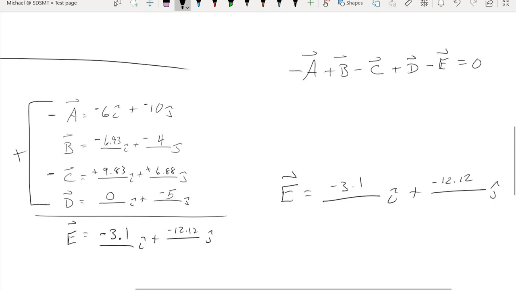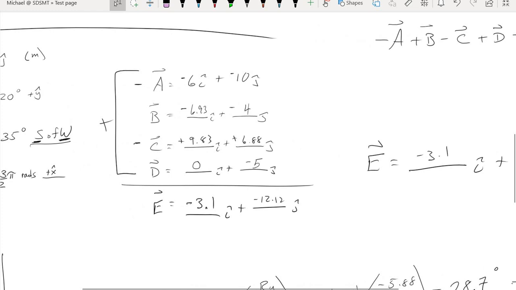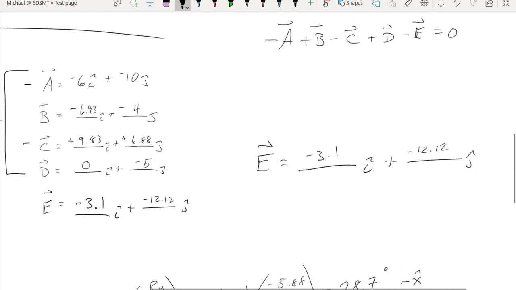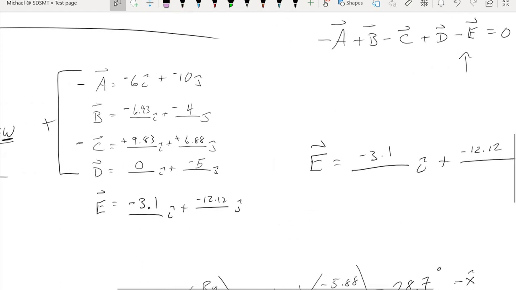Does this combination equal 0? Well, let's come back down to our vector collection here. And now that we know what vector E is, let's add that, or rather its negative, to the vector addition problem.